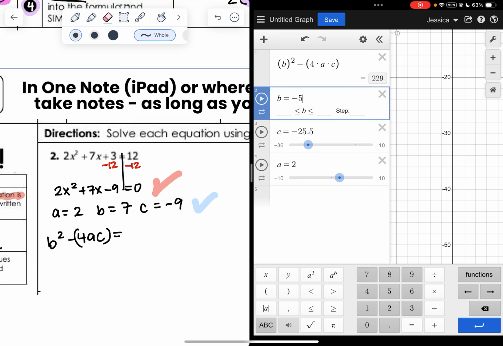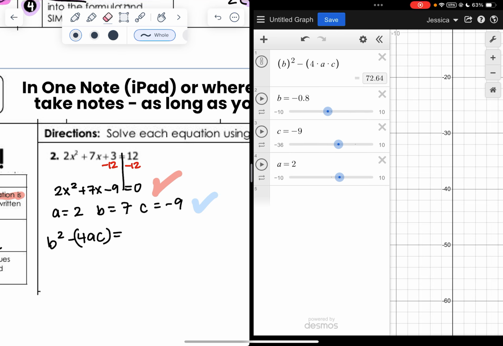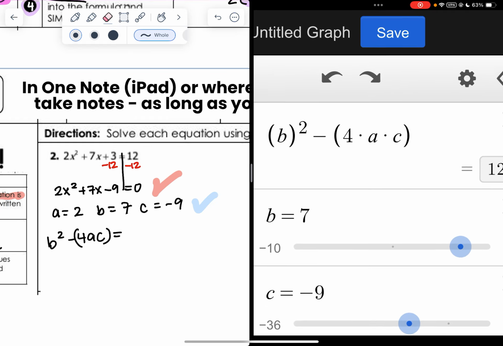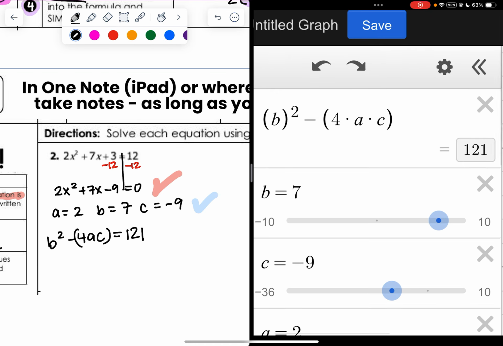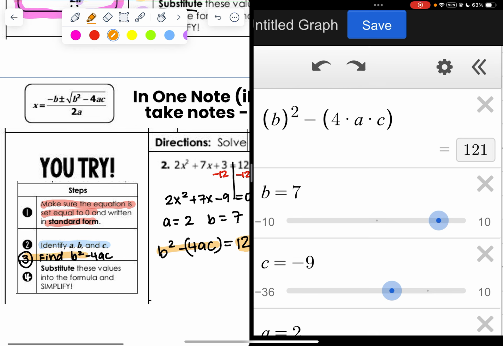B is 7, positive 7. So I'm going to type in 7. C is negative 9. And would you look at that? Oops. My discriminant is 121. Right? 121. That's pretty cool. So b squared minus 4ac is 121. Nice. Step 3, complete. Find b squared minus 4ac. I got it, right?